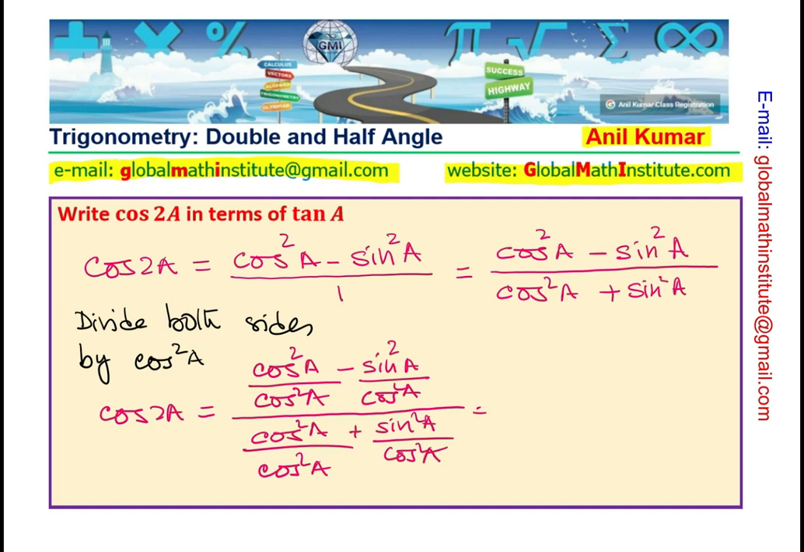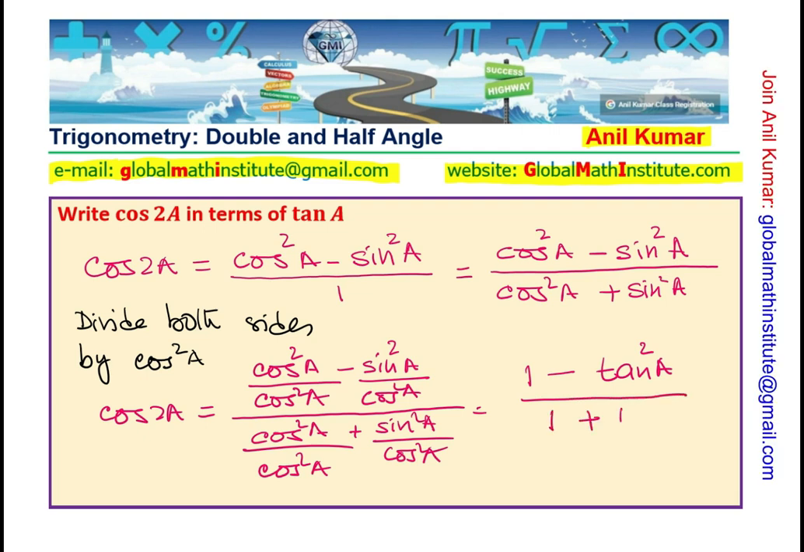And what do we get? Well, cos square a over cos square is 1 minus tan square a over cos square a over cos square is 1 plus tan square a. Simple as that. So, if you get this idea of dividing by 1 and replacing 1 with cos square a plus sin square a, this question really becomes very easy. Otherwise, it is difficult to get.